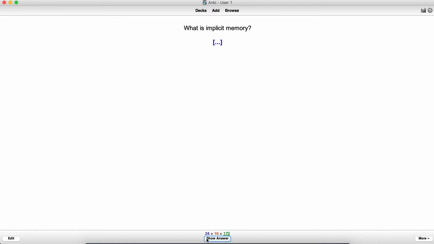Okay. What is implicit memory? Implicit memory are just any memories that are non-declarative. Implicit memory involves procedural memory, non-declarative. Think of it as part of long-term memory.